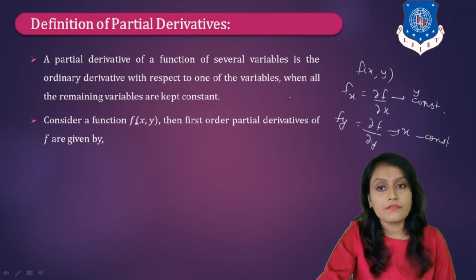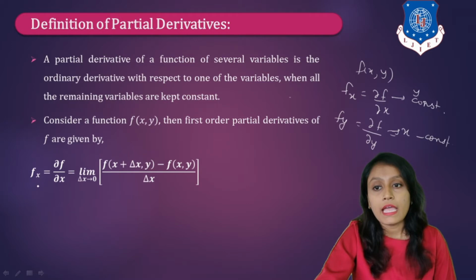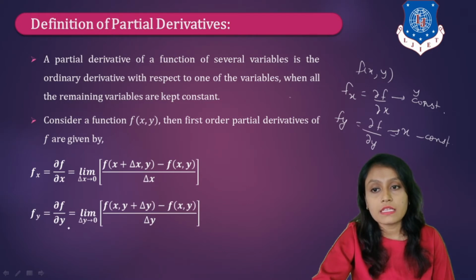Now let's consider a function f of x y. Then the first order partial derivatives of f are given by f x. This is the formula using definition. So f x is equal to del f by del x is equal to limit delta x tends to 0 of f of x plus delta x comma y minus f of x y upon delta x, and f y is equal to del f by del y equals limit delta y tends to 0 of f of x comma y plus delta y minus f of x y upon delta y.